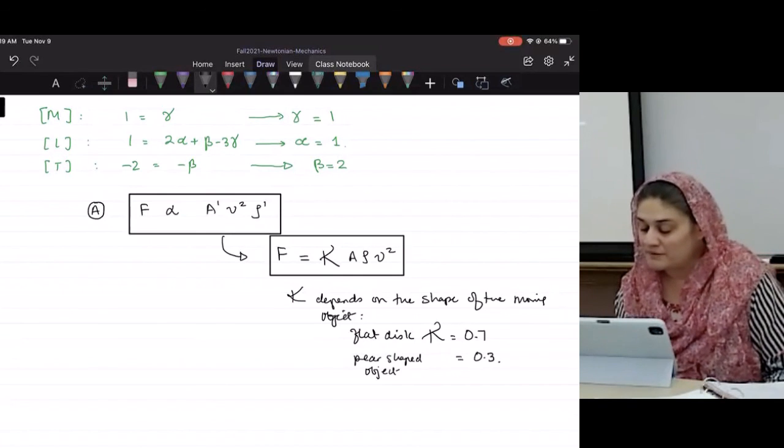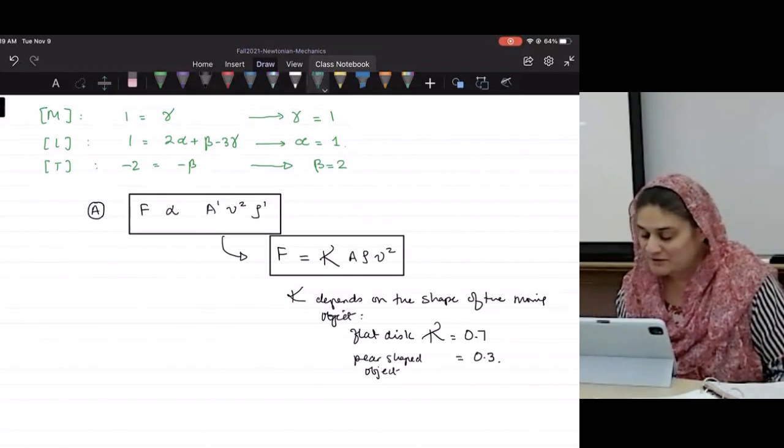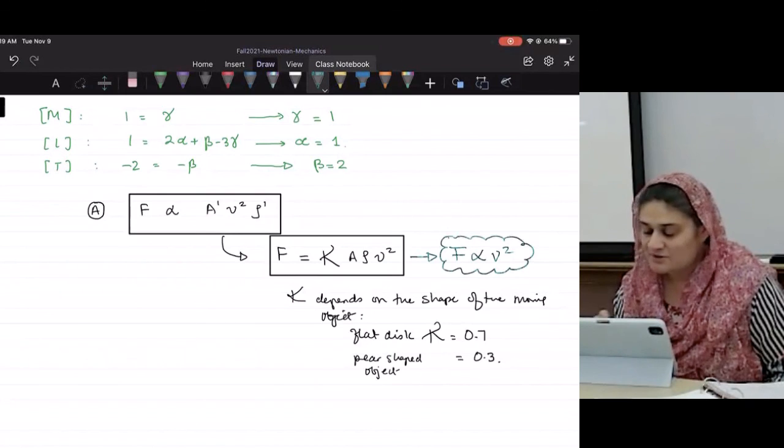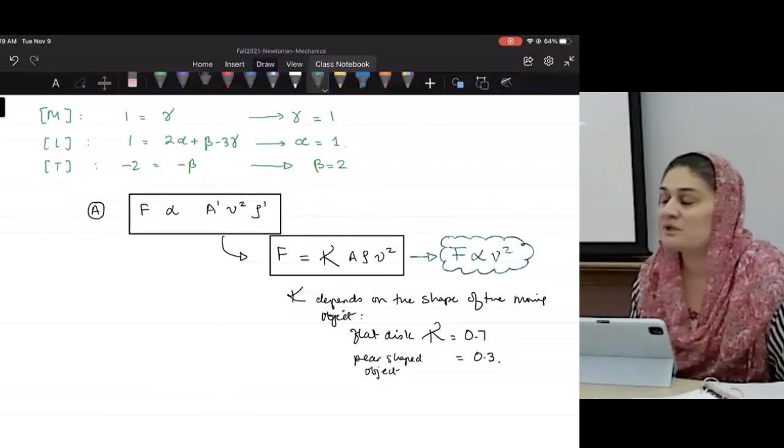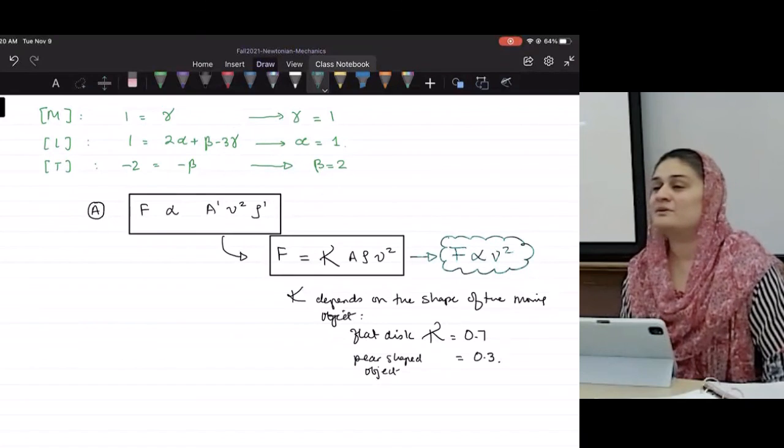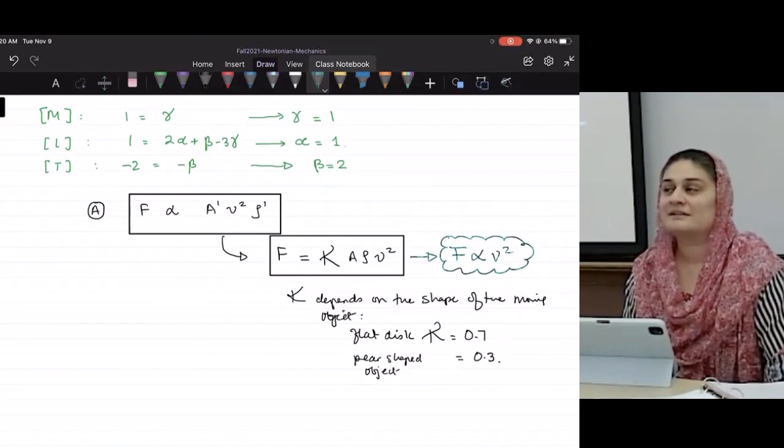Another important thing that you should have seen from here is this force is proportional to speed squared. So what kind of drag is this? Linear or quadratic? Quadratic.